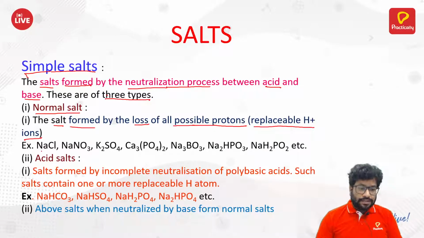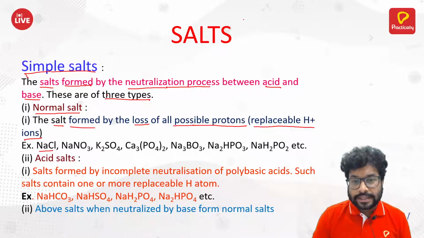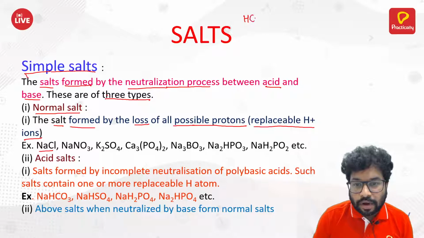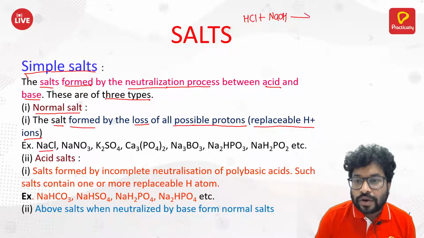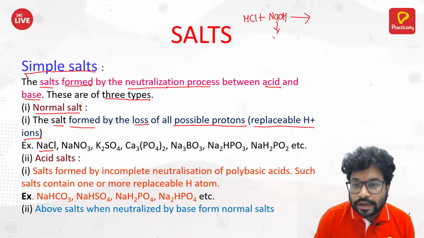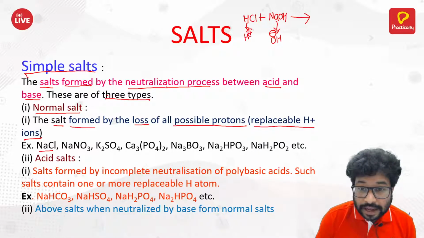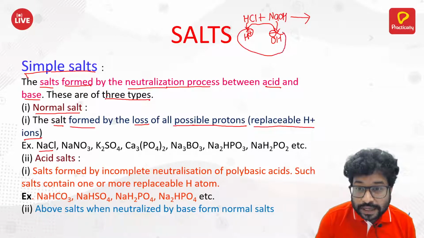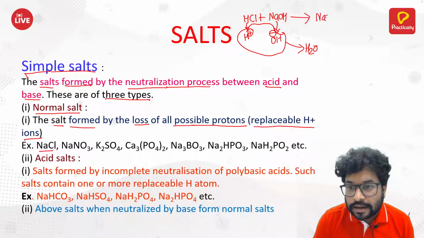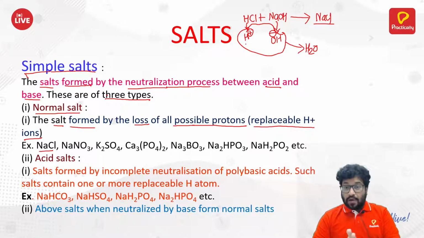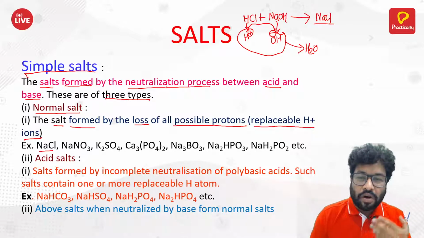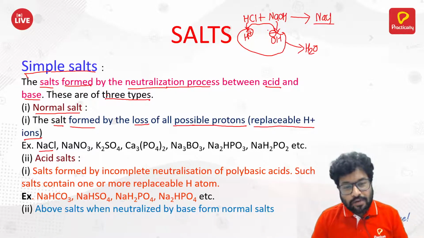For example, let's look at NaCl. Now, how do we form NaCl? NaCl is actually formed by a combination of HCl plus NaOH. So what does NaOH do? NaOH releases the OH- ion, and OH- abstracts the H+ ion from here to give you water, and this gives you NaCl. So it has abstracted all the protons which are present here. Now you say, sir, how are you saying all the protons? There's only one proton here, right? That's fine.